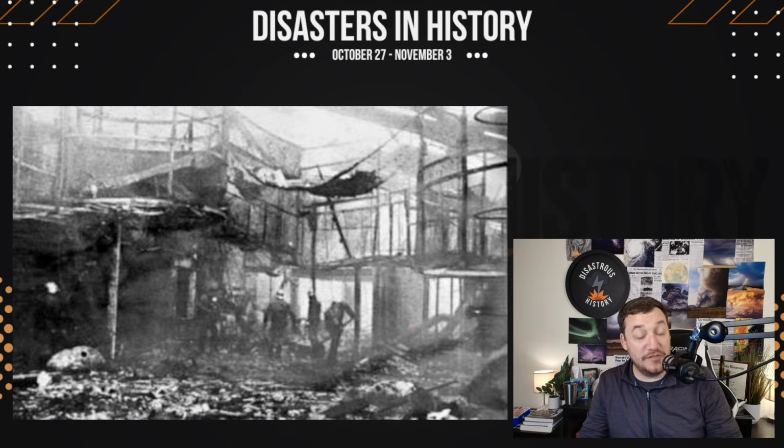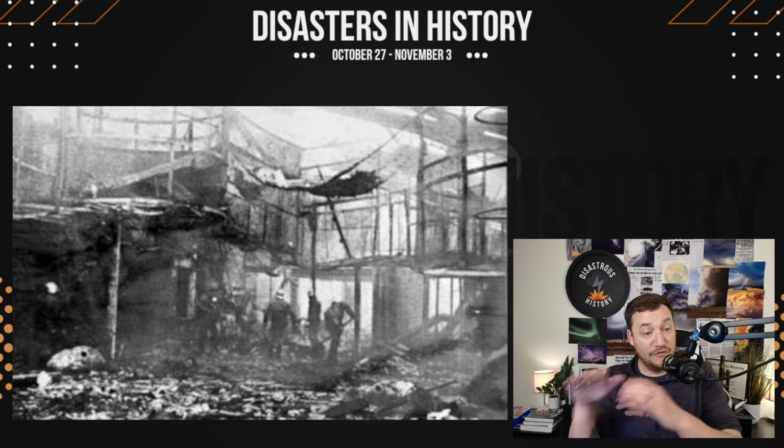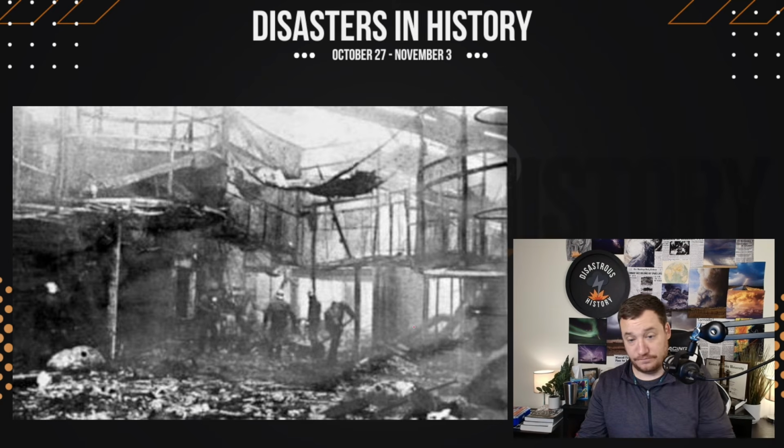Now, one of the owners managed to escape out a side door along with approximately 40 guests that watched him go through the bar. So they had to jump over the bar and then go out the door. The problem was the actual club itself didn't have a phone. So in order to get the fire department there, the owner had to run 10 minutes to the fire station to get help.